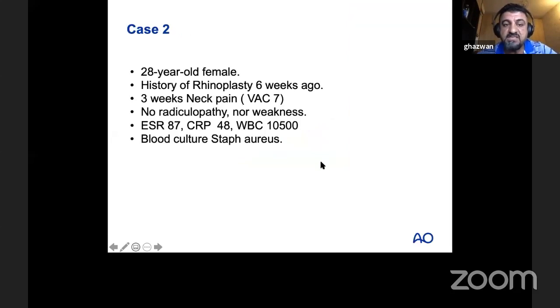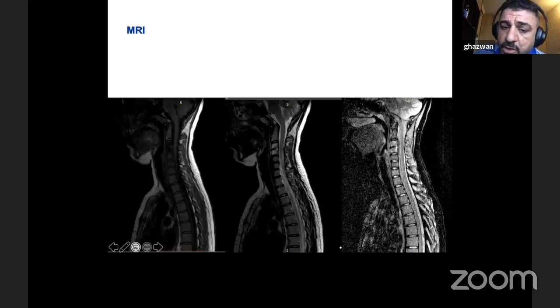The second case, 28 years old, with a history of rhinoplasty, and this is the site, with no features of instability or neurological deficit. We treated her conservatively according to the culture and the sensitivity.